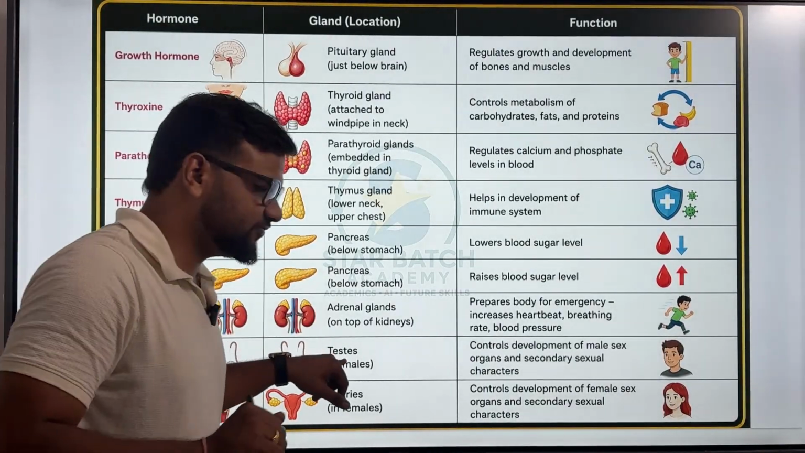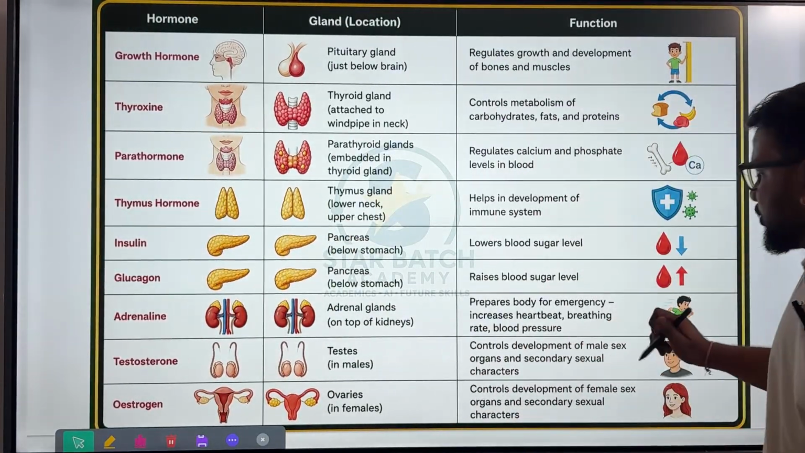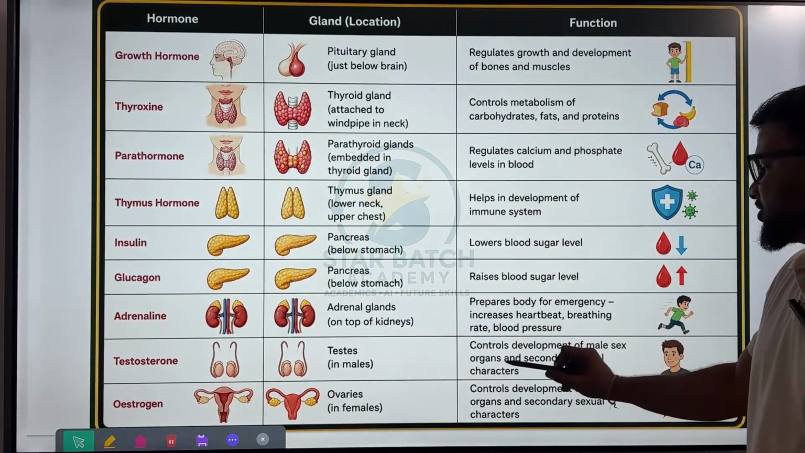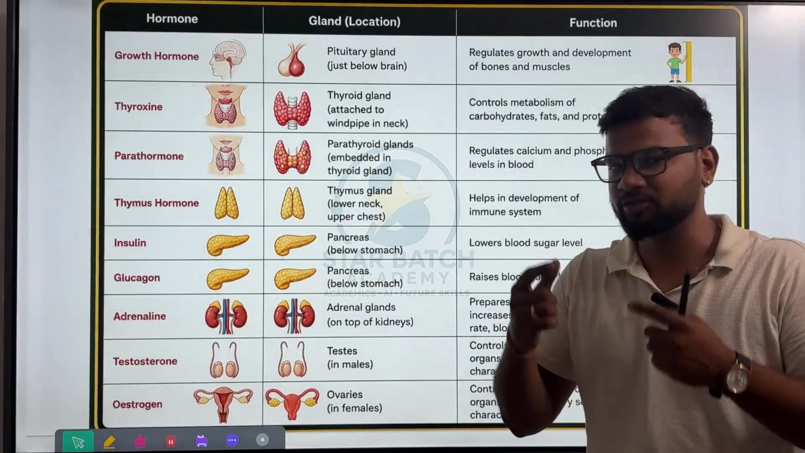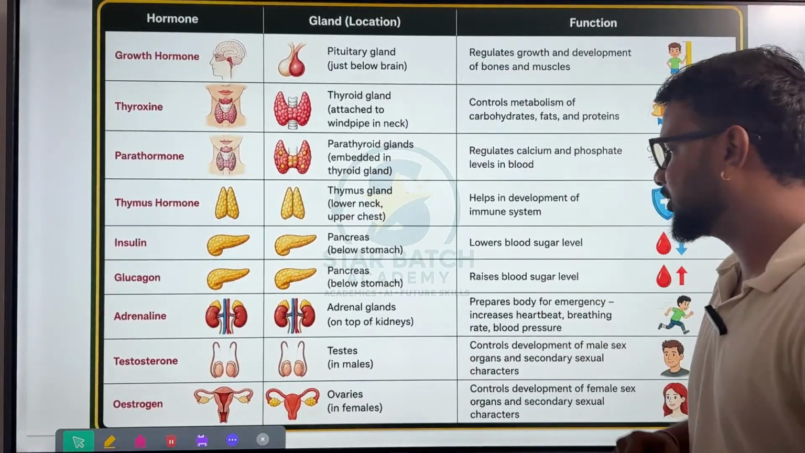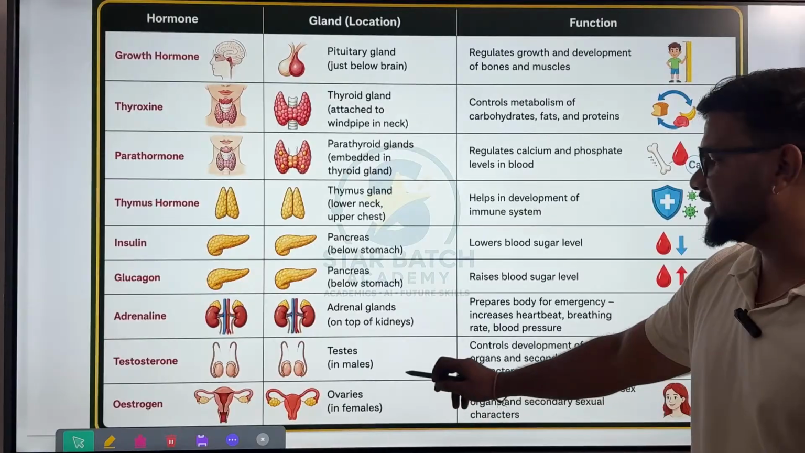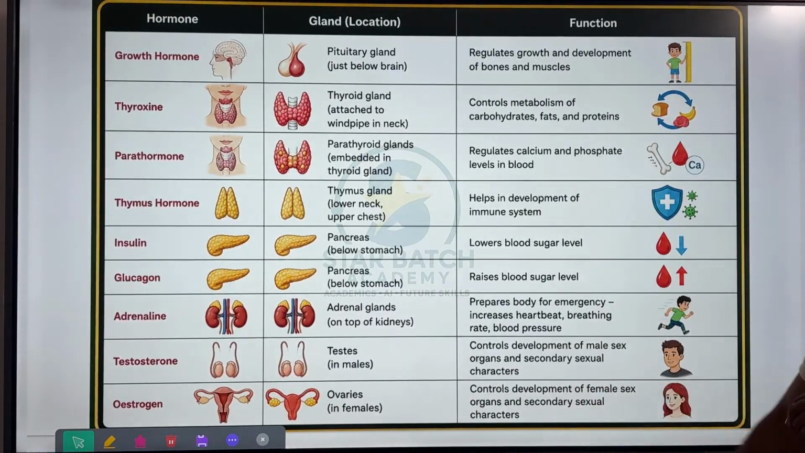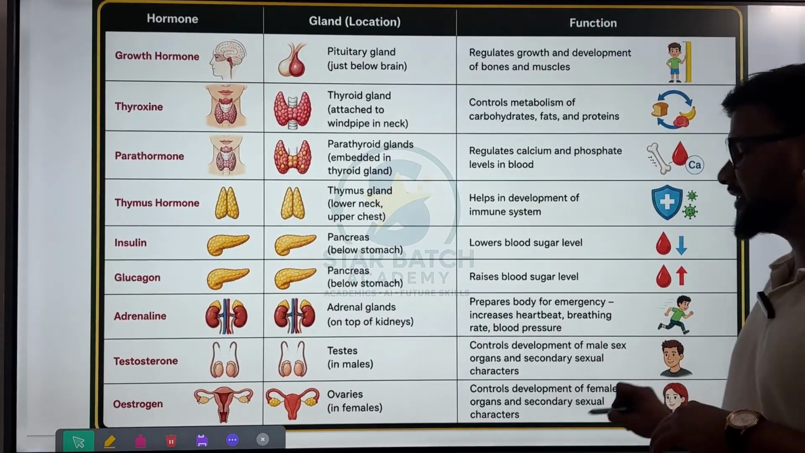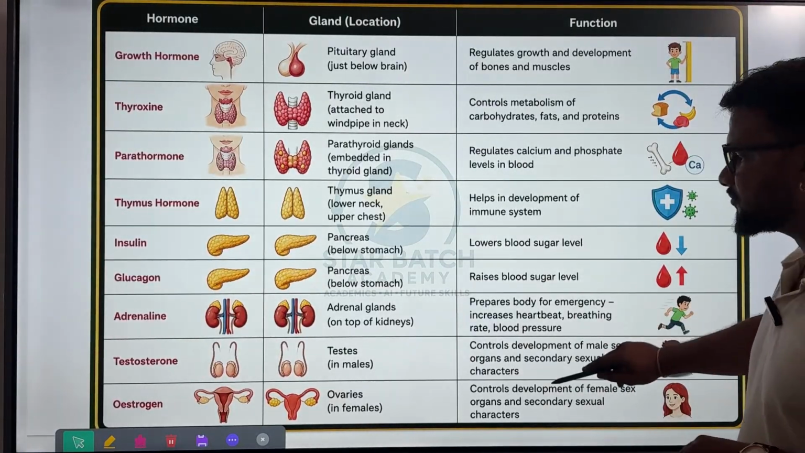Testosterone, that will be there in the male, that is in the testis, and it actually controls the development of the male sex organs and also secondary sexual characters. Okay, like mustache growing after puberty. Estrogen, this is actually from the ovaries, which we can see in the female here, controls the development of the female sex organs and secondary sexual characters. Clear? Yes.